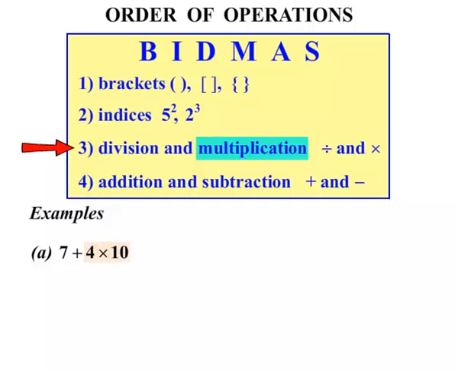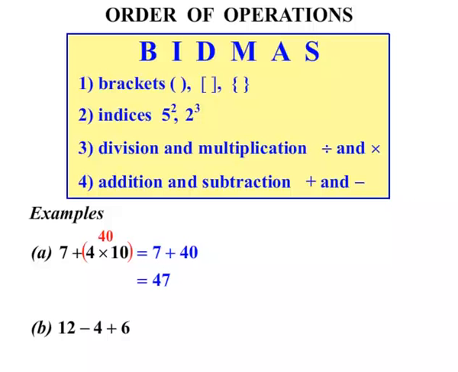So the 4 times 10, we're going to do that first as a first step. And just to remind ourselves to do that first, put some little brackets around that. It's always a useful technique. So 4 times 10 is 40. Let's write that up there. So the question now stands as 7 plus 40, and 7 plus 40 equals 47.